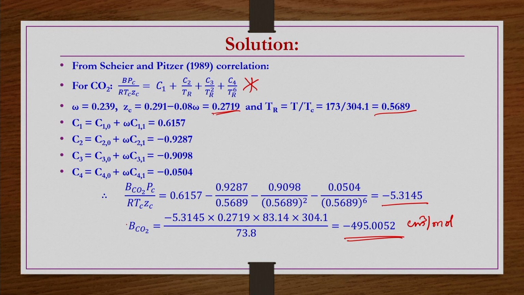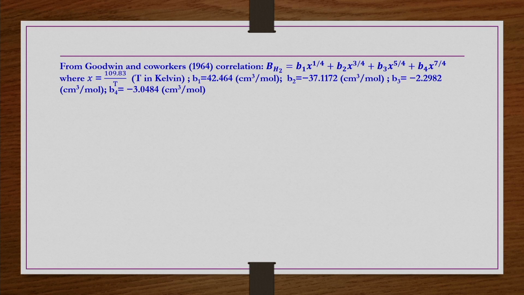So, the second virial coefficient for pure CO2, that is B_CO2, we got it, right. Now B_H2 we have to get, the second virial coefficient for pure H2. That is what we have to get. For quantum gases we have the Goodwin and co-workers correlations, so we can use that for H2, right.